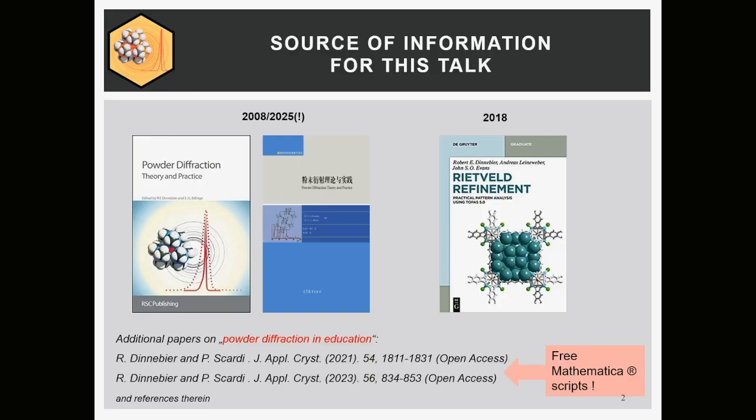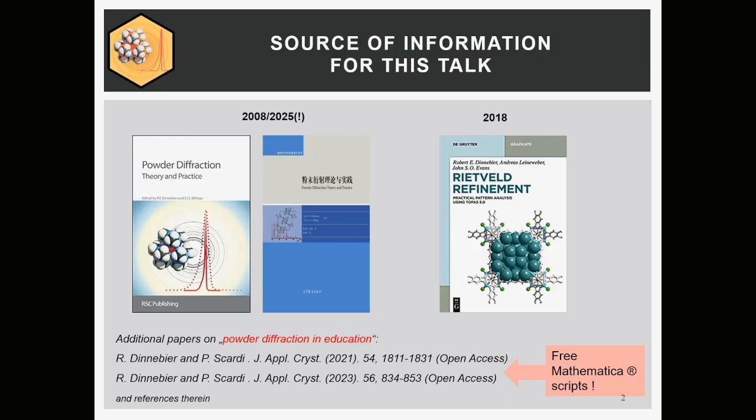Source of information for this talk. The main sources are the two books here. The first is Powder Diffraction: Theory and Practice, this is the version from 2008. Simon Billinge and I are the editors of this book. It's a textbook on powder diffraction, and as you can see, there's even a Chinese version of it. Believe it or not, they took the book and copied it one to one, even translating all the figures and stuff. But you see, 2008 is a long time ago.